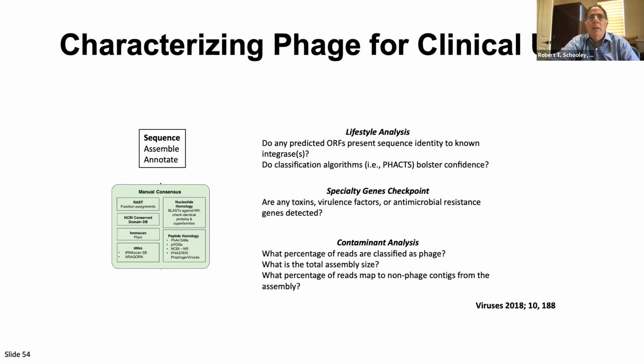Once you do that, you then have to sequence the phages and look for evidence about whether the phages have any ability to be lysogenic. Can they integrate into the DNA of the bacterial host? Do the phages themselves carry any toxins or virulence factors, antimicrobial resistance genes? And look for contaminants in the process that you're making.